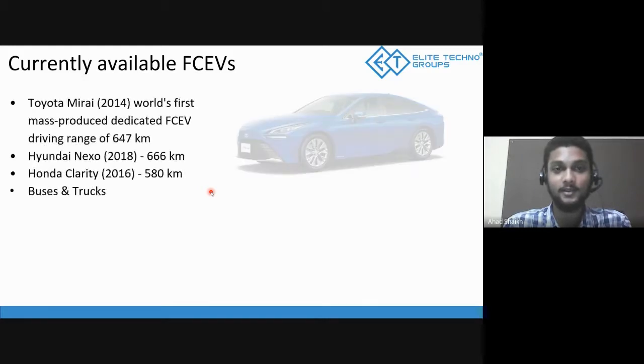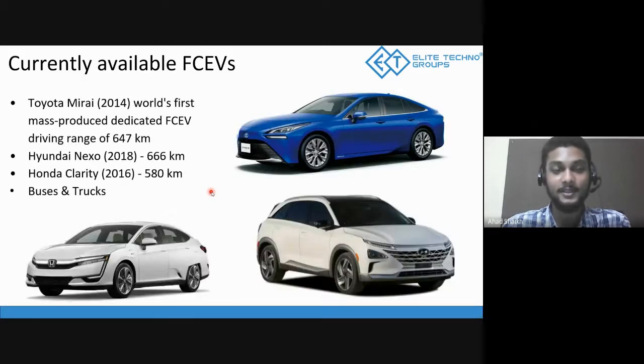Okay, so we'll move ahead and see what are the different models available. Here are the three popular fuel cell electric vehicles that automotive manufacturers have developed. And as Ayush said, there is the Toyota Mirai. It was launched in 2014 by Toyota, and it's the first mass-produced fuel cell electric vehicle, which gives a range of 647 kilometers that Toyota claims.